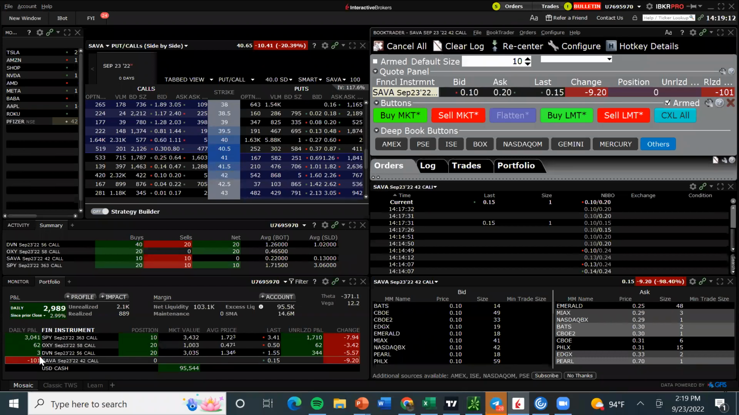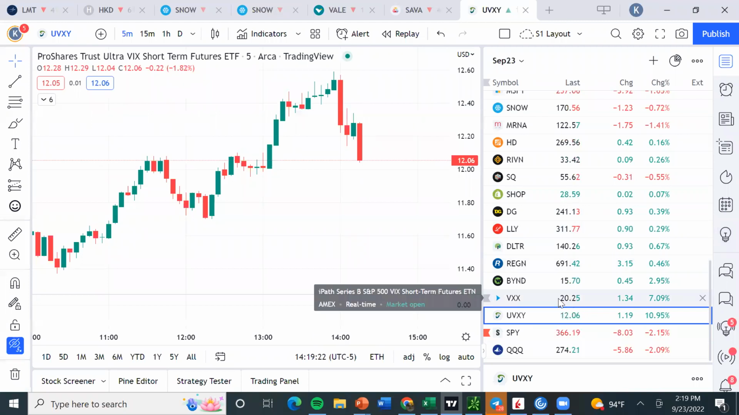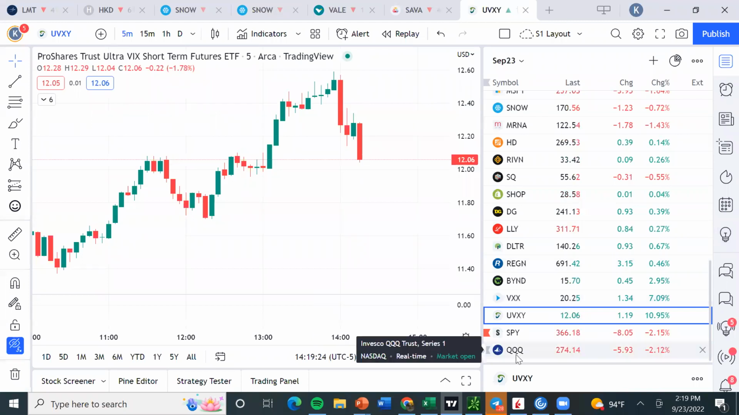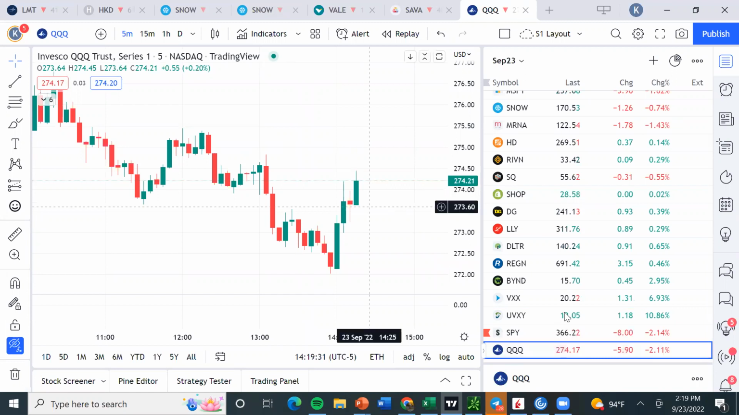Right now, see DVN, it was in loss earlier. Now we moved into profits. UVXY is coming down. Your QQQ. I would have taken calls when SPY started moving, but again, I don't want to take too many calls. I'm trying to explain to you.